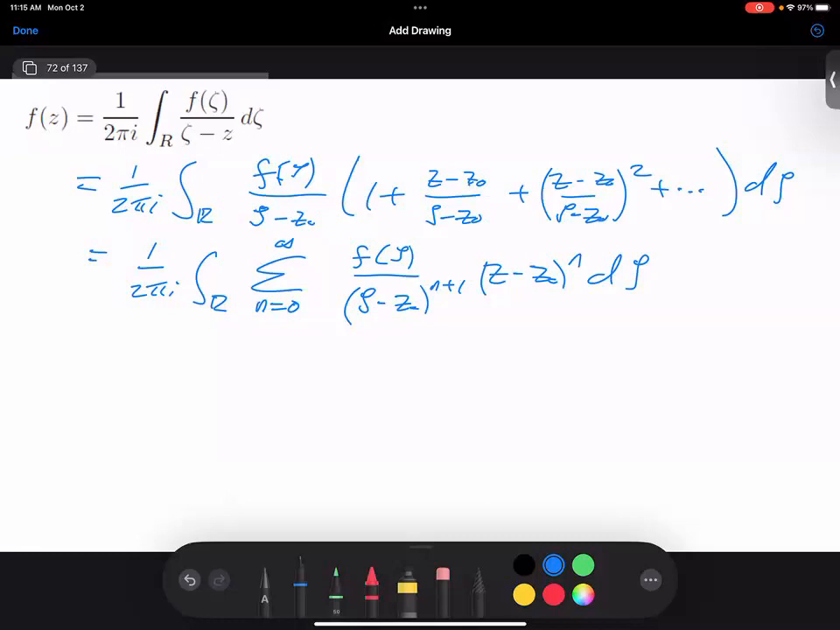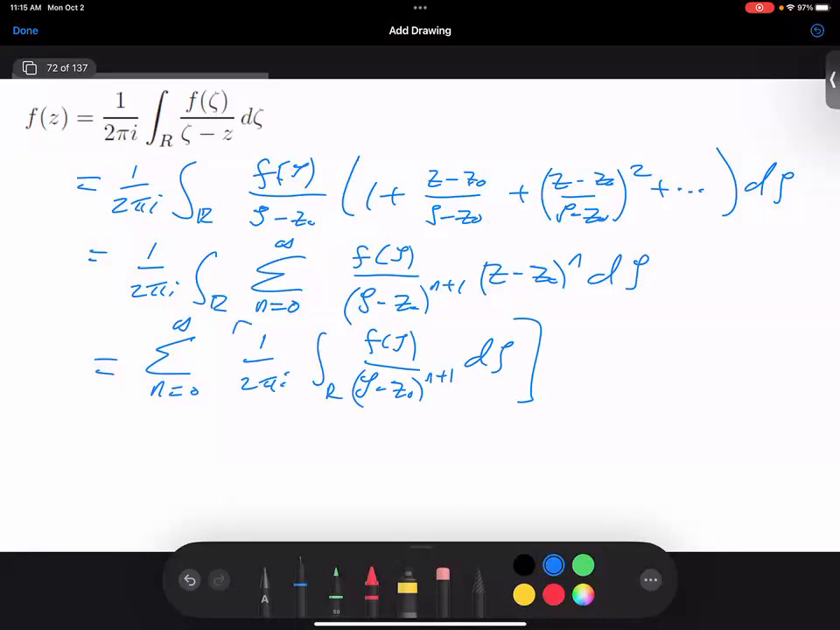Okay. And so if we do that, and we'll talk about a justification of that in a moment, this is going to be the sum n goes from 0 to infinity, 1 over 2 pi i, the integral of f of zeta over (zeta minus z naught) to the n plus 1 d zeta, times (z minus z naught) to the n. What does that integral equal?